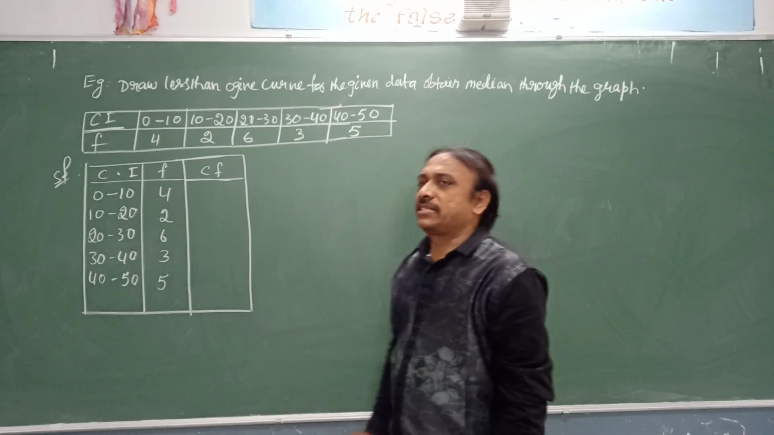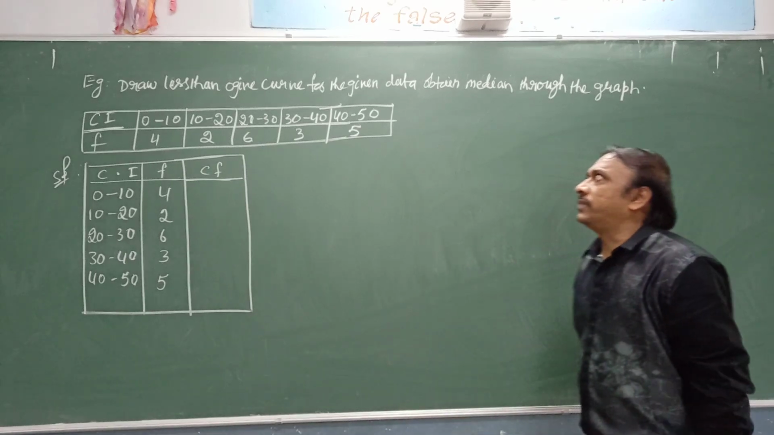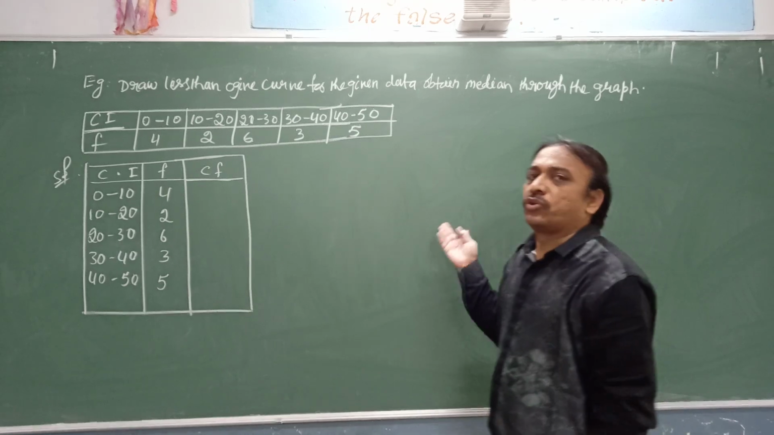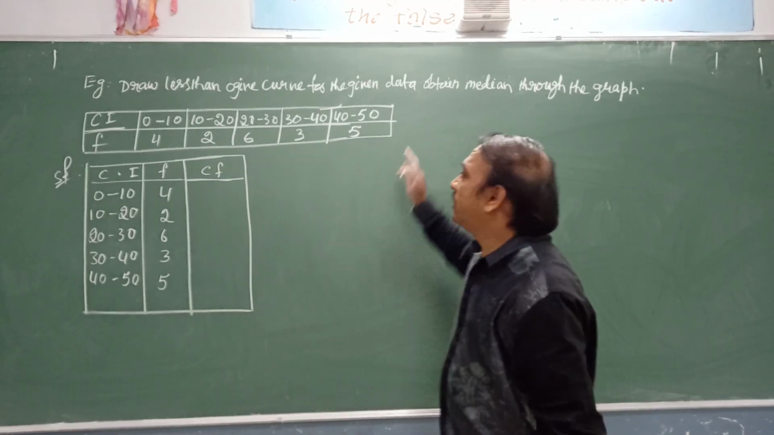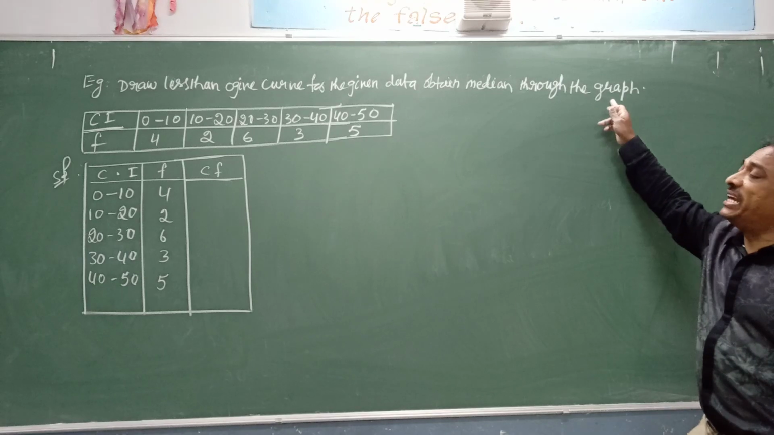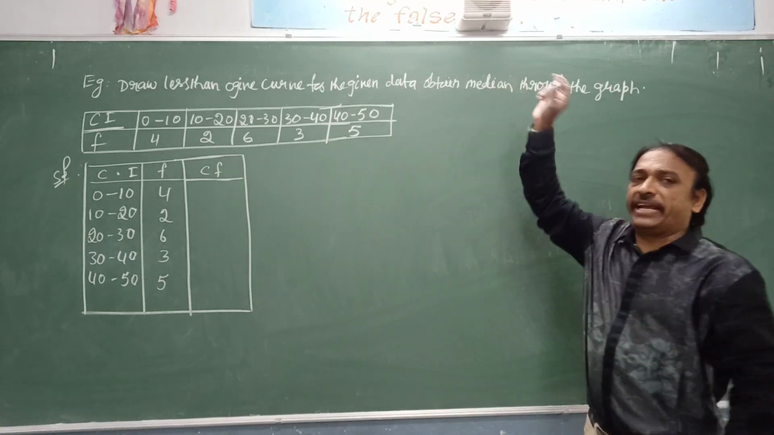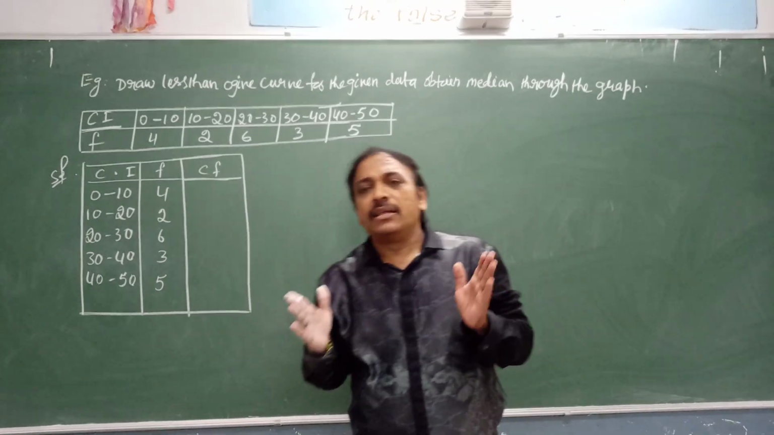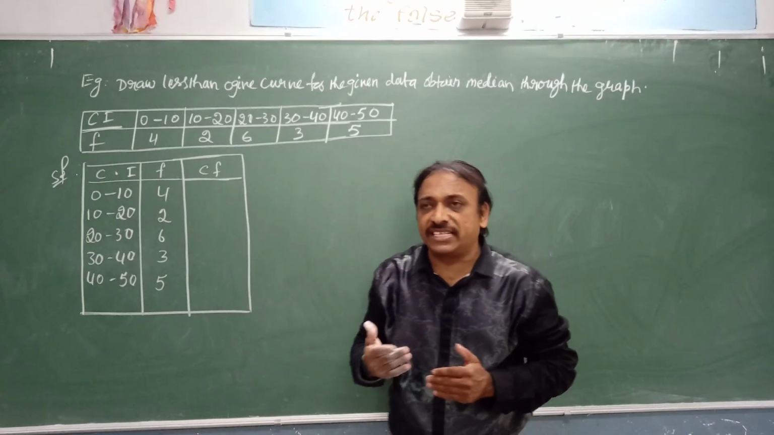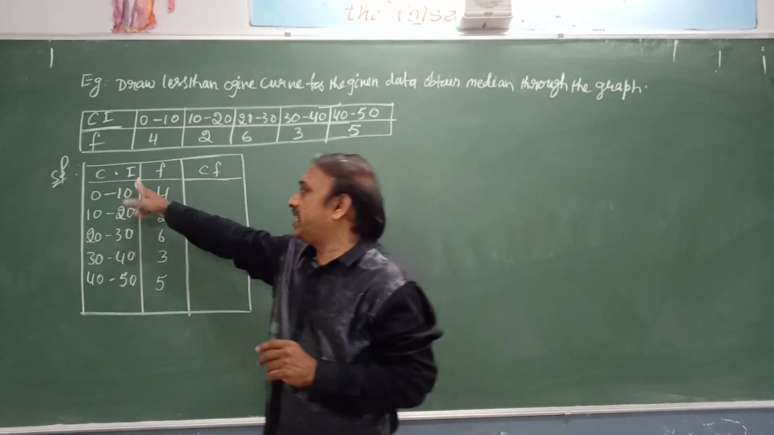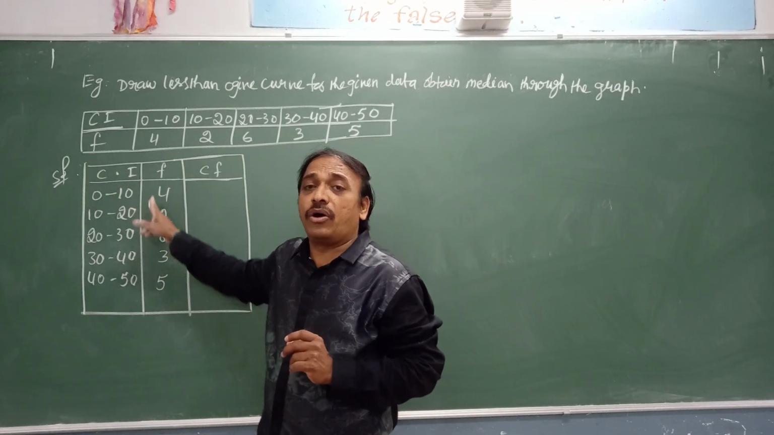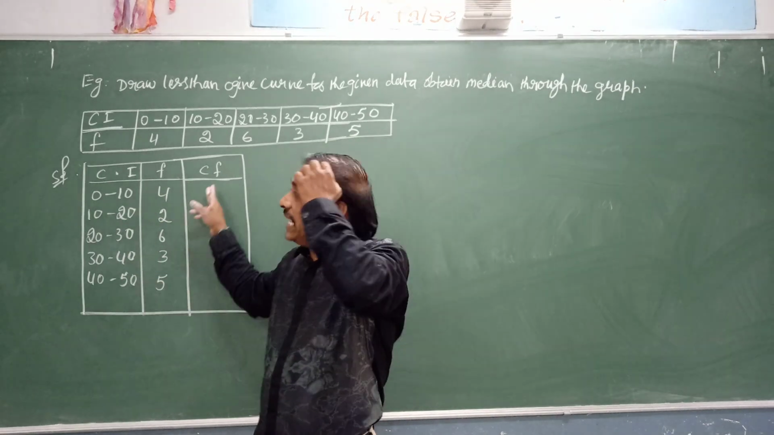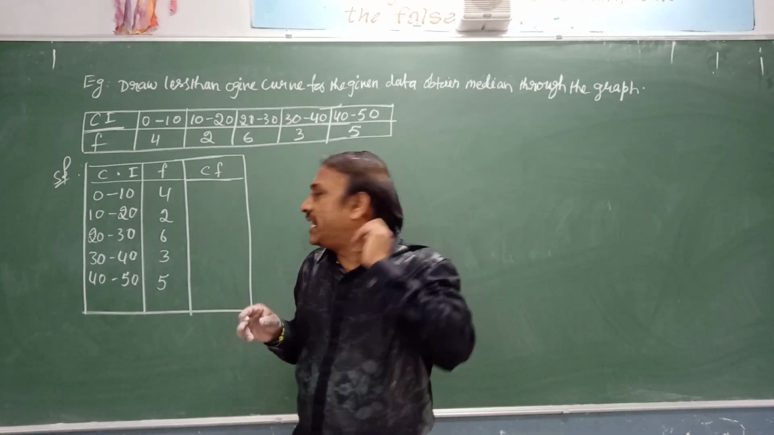Look at the board. We see one example. Draw the less than ogive curve for the given data and obtain the median through the graph. So the question is to draw the less than ogive curve, and from the graph obtain the median. To draw the ogive curve, we take class intervals. Less than means we consider upper limits and the corresponding cumulative frequencies.